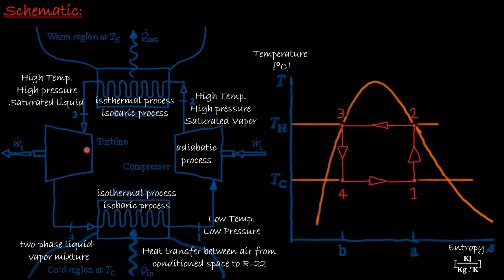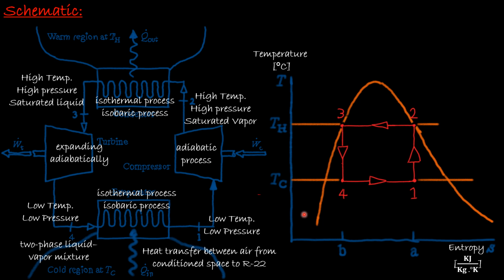The refrigerant returns to the state at the inlet of the evaporator by expanding adiabatically through a turbine, from state 3 to state 4, returning back to the evaporator as a low temperature, low pressure mixture.